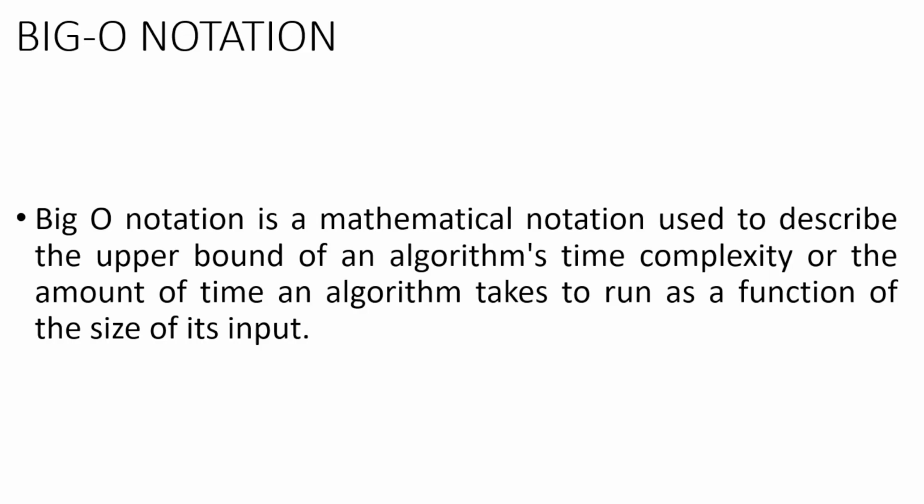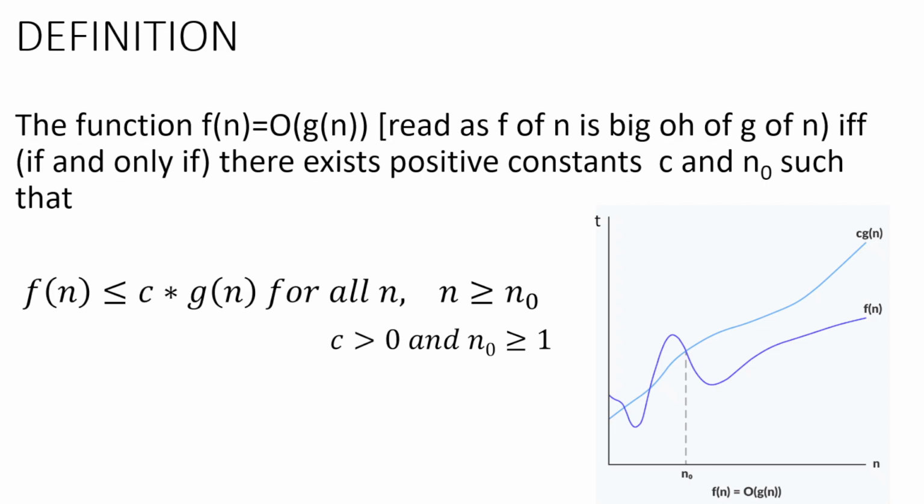Let us see what we mean by upper bound time complexity. Consider this graph. On the x-axis we have n, that is the number of inputs, and on the y-axis we have time. We know that when an algorithm is running, it will take a certain amount of time. We have already discussed that analysis of an algorithm means trying to find out how the algorithm behaves in terms of time with respect to a given input. In this graph, we can see that as the number of inputs increases, time also increases.